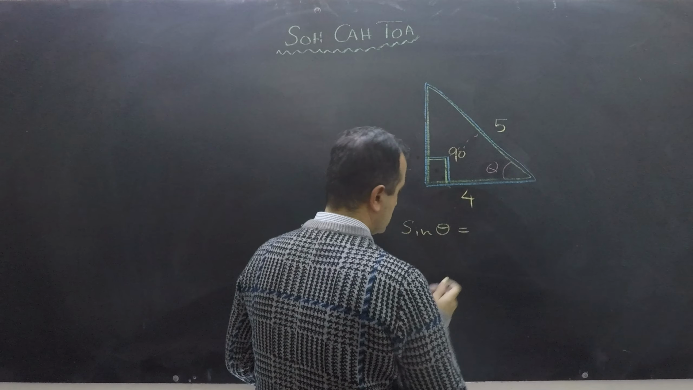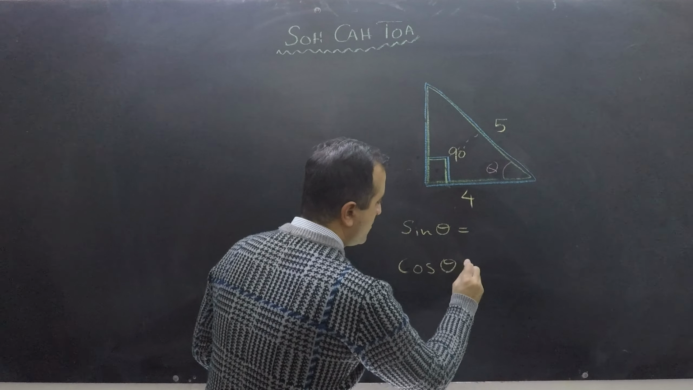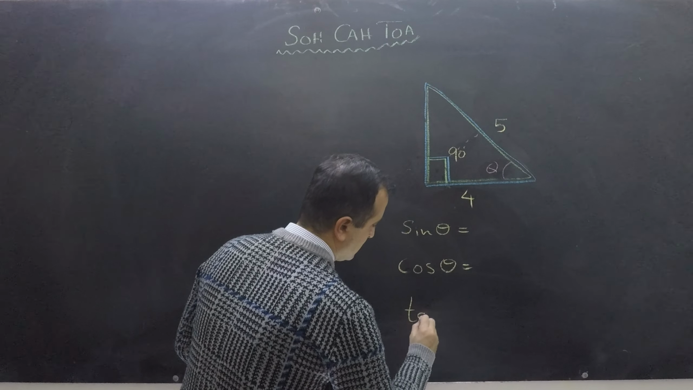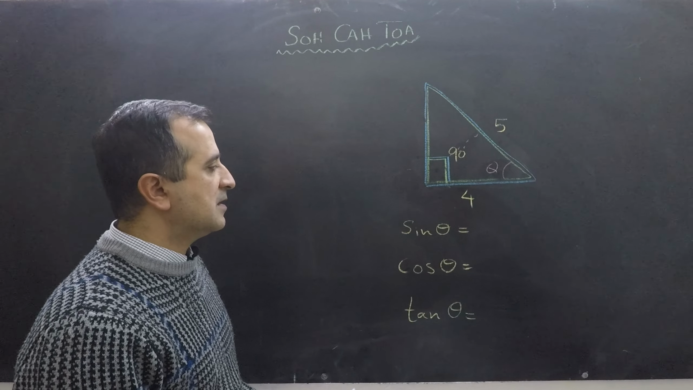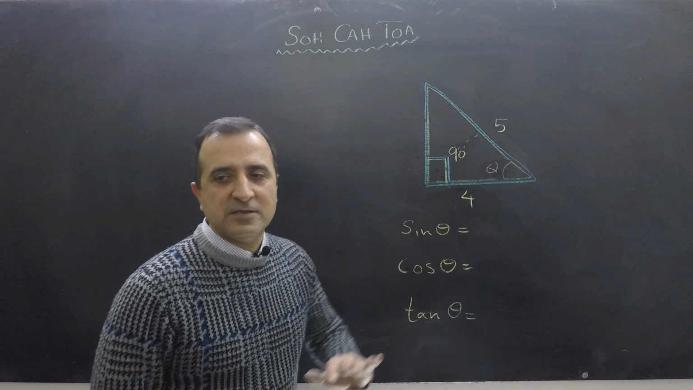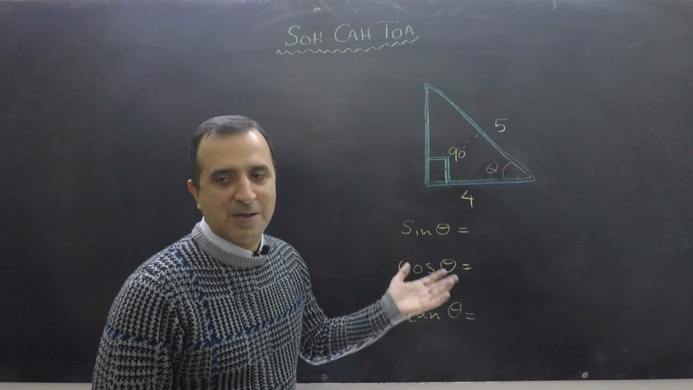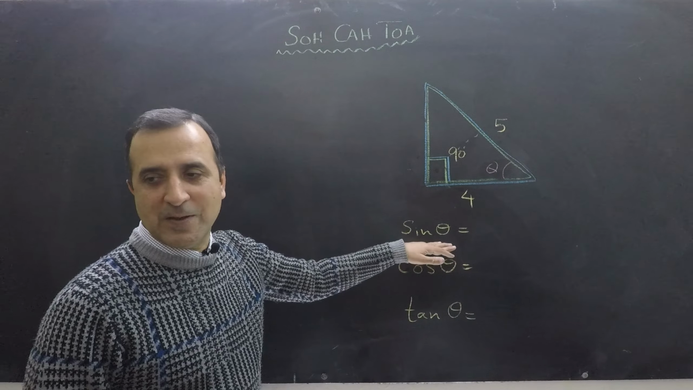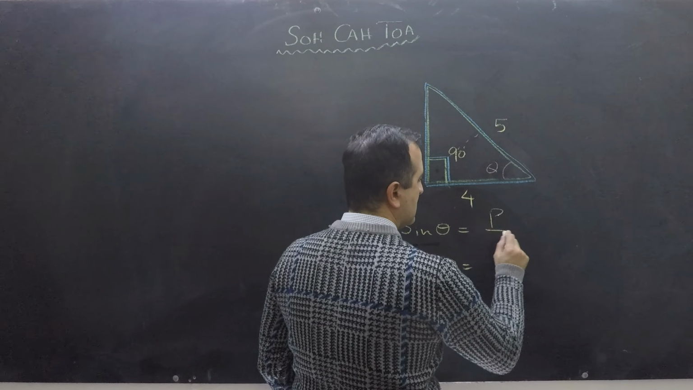is equal to question mark. We also have to find cos theta, and we also have to find tan theta. So now I'm going to use the Asian way, because for me that's more convenient, because I'm also from Asia. So it's going to be some people have.